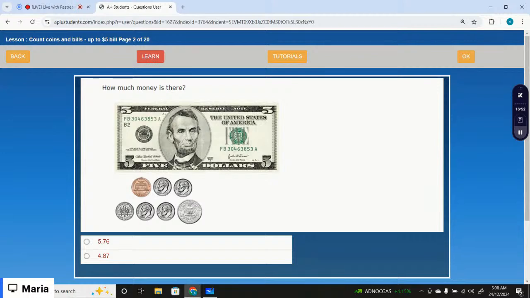How much money is there? You have a $5 bill, so which is the correct option? That is $5.76. Option number one is the correct option. Very good.